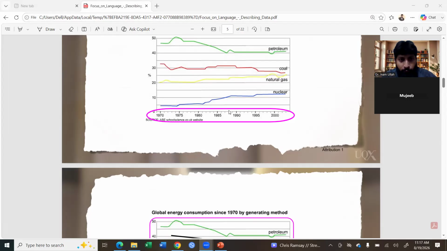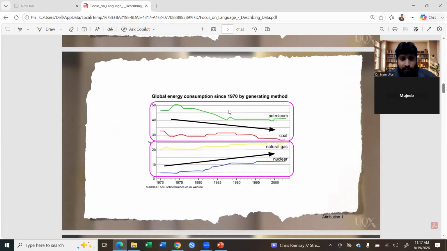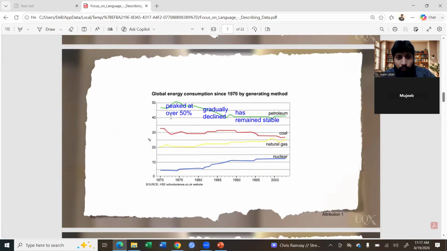Further, if we look here, as I've mentioned, we have two trends, the downward trend and the upward trend, right? So these are the two trends here. Now, how can we describe the data? As we have mentioned, focusing on the language. So we can say petroleum was used the most in the 1970s. So we can say that the production through petroleum energy peaked at over 50%.